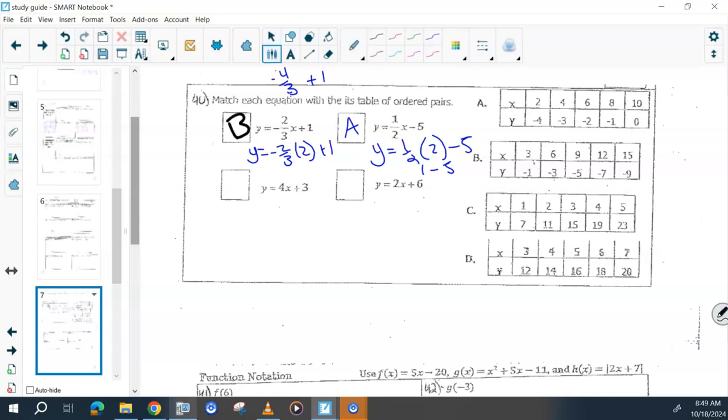And then I'll do this method one more time, putting it back in algebraically. So let's try C for the 4x plus 3. If I put 1 in for x, this would give me 4 plus 3, which is 7. So that would be my answer there, and then by default, D would be the last one.